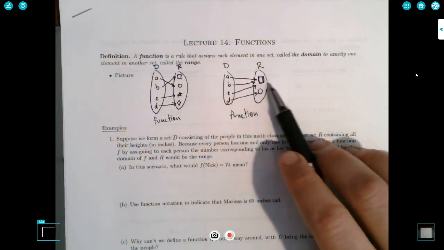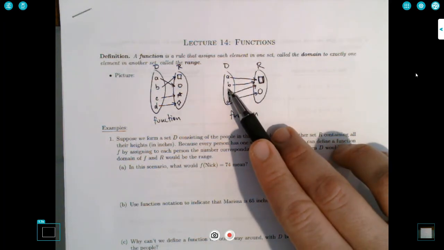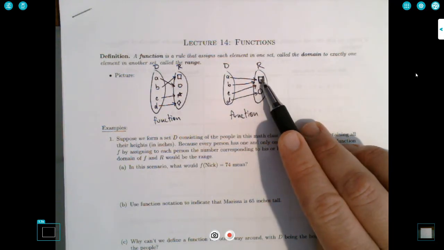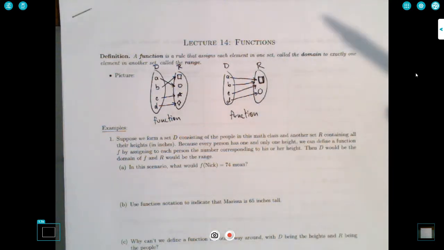So A is getting mapped to the square and only to the square. B is getting mapped to the square and only the square. C is getting mapped to the square and only to the square. And D is getting mapped to the circle and only the circle.